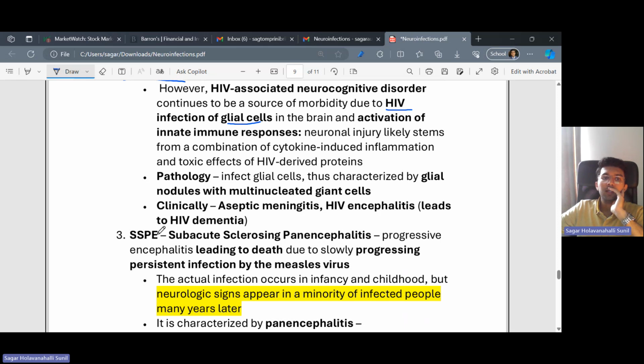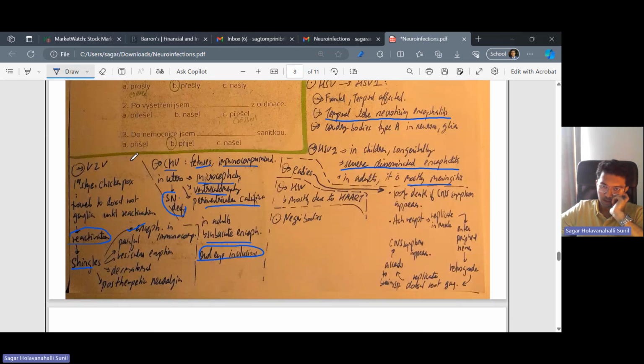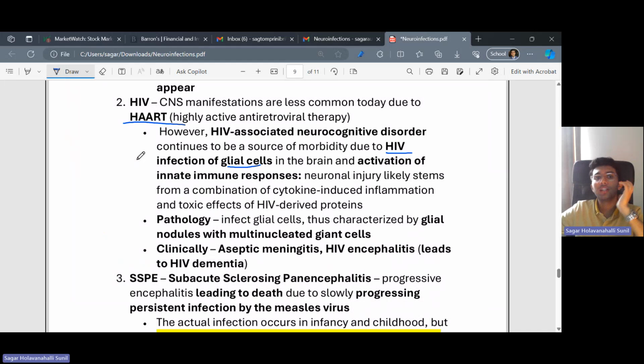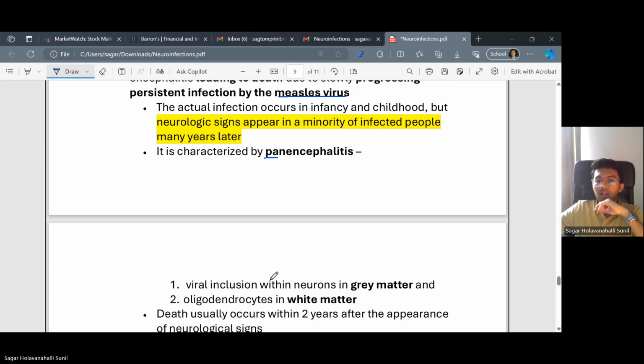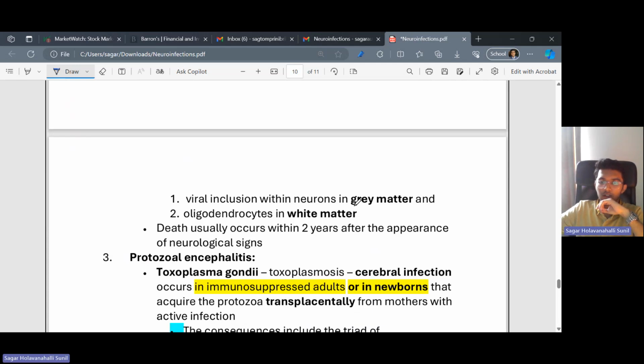Okay. Now, SSPE, again, all of these are important for you to remember. They can ask you. But to what extent they can ask you is very variable. It really depends on the professor. SSPE, subacute sclerosing panencephalitis. Just remember it's a progressive encephalitis leading to death, okay? And it's caused by measles virus. The actual infection occurs during infancy and childhood. However, the neurological signs appear later, and it is characterized by a diffuse encephalitis, otherwise called panencephalitis. There's going to be gray matter and white matter affected. And once the neurological signs present in adulthood or adolescent period, death usually occurs within 2 years.